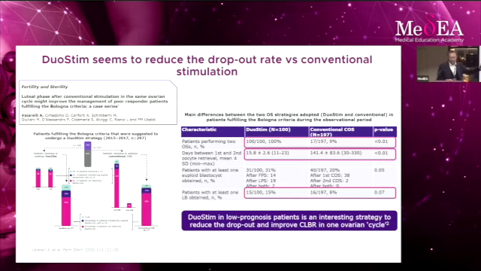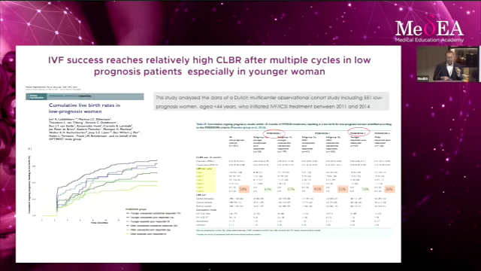And this is the study, a retrospective data, of course, when we compare two different approaches, duo stim versus two conventional approaches. And again, look how many patients come back for the second stimulation, a very small percentage. And I think the duo stim opened the door to a new clinical approach. The clinical approach is the multi-cycle approach.